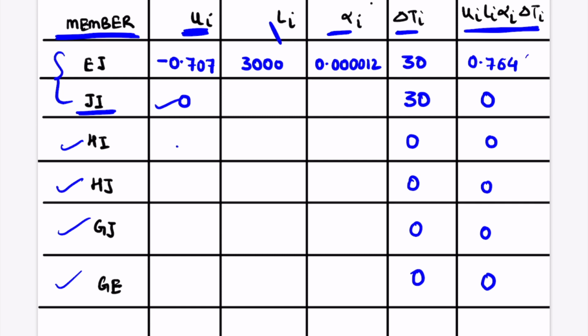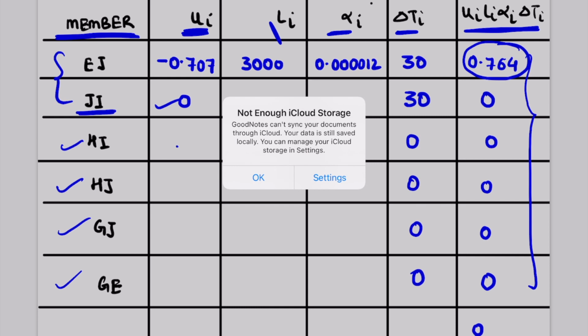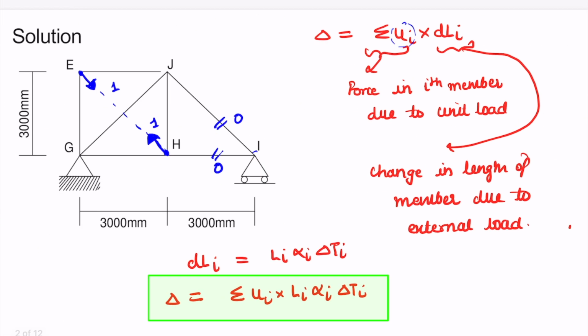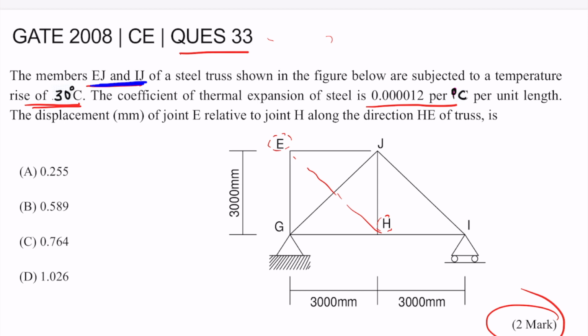Now we'll add all these values. So other than this 0.764, all the values are 0. So our final value of summation UI, Li, alpha I, delta Ti is 0.764 mm. So from the options we can choose our option as 0.764, which is our final answer.